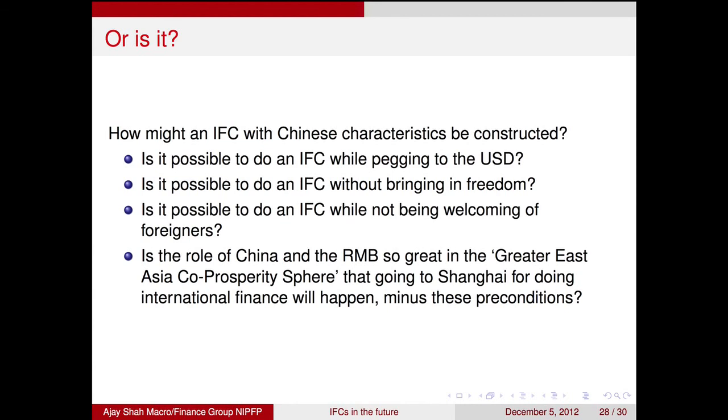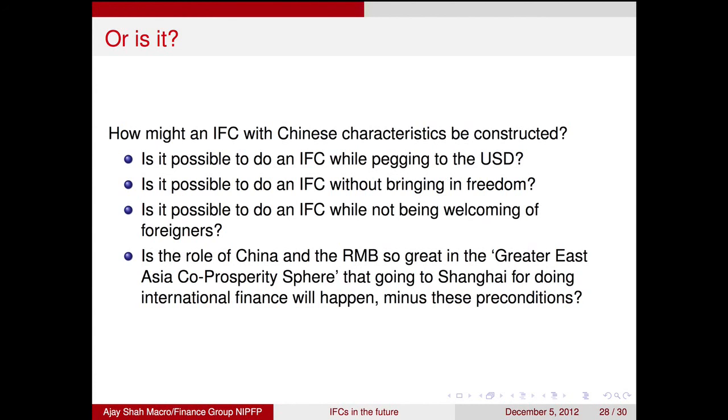Now, when I push these kinds of seven preconditions, this leads to a very interesting discussion. Do you really have these seven preconditions? And particularly in the case of China, is it possible to do this differently? Can you construct an IFC with Chinese characteristics? So, for example, can you do an IFC while pegging to the US dollar? Can you do an IFC without having political freedom? Can you have an IFC without being welcoming to foreigners? Is there a greater East Asia co-prosperity sphere that is coming up where the role of China and the RMB is so great that East Asian finance will go to Shanghai regardless of these preconditions? These are interesting speculative questions for the future.